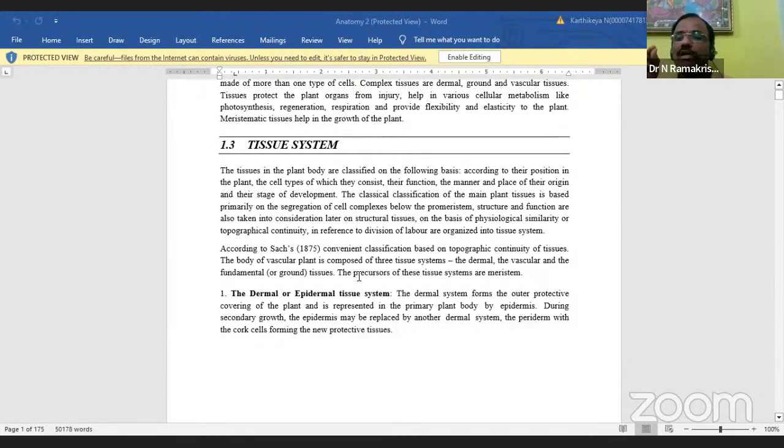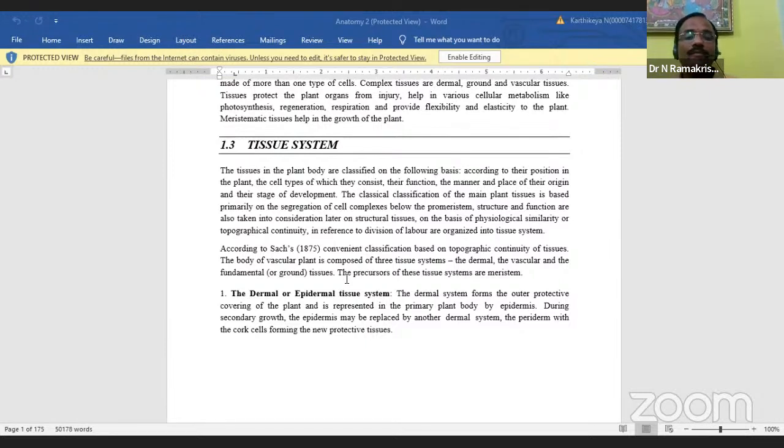The first one is the epidermal tissue system. This epidermal tissue system is the outer layer. When you study the section cutting, the epidermis is the outer layer, and there are no intercellular spaces. Above the epidermis, we see the cuticle structure. Inside the epidermal tissue system, we see different types of cells or structures within the epidermis. All together we call that the epidermal tissue system.